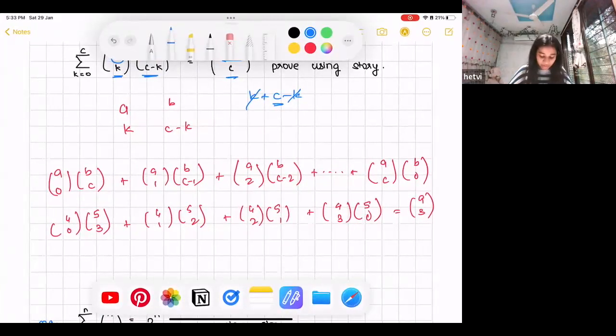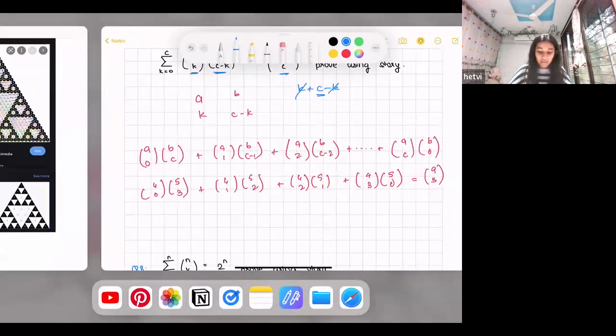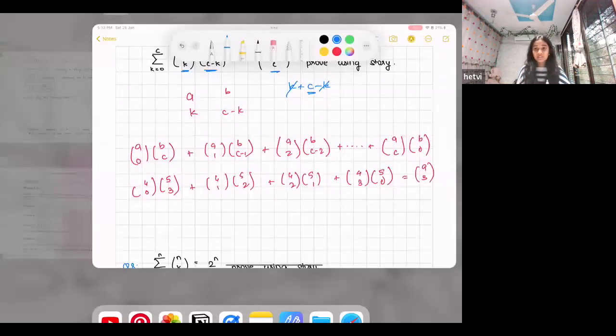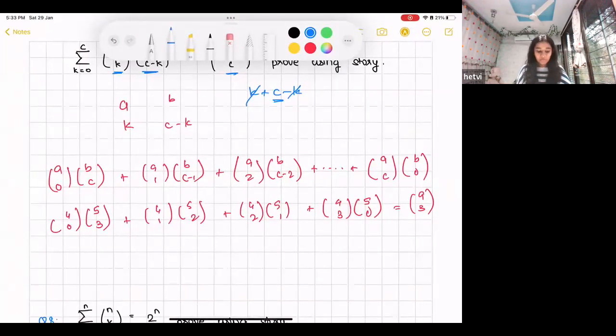I'll show you how to prove it using A, B, and C. All of them are constants. So in this case, for example, we took our A to be 4, B to be 5, and C to be 3. So in the first case, out of 4 things, I'm selecting 0. Out of 5 things, I'm selecting 3. Then out of 4 I'm selecting 1, out of 5 I'm selecting 2. Then out of 4, 2, out of 5, 1, and so on.